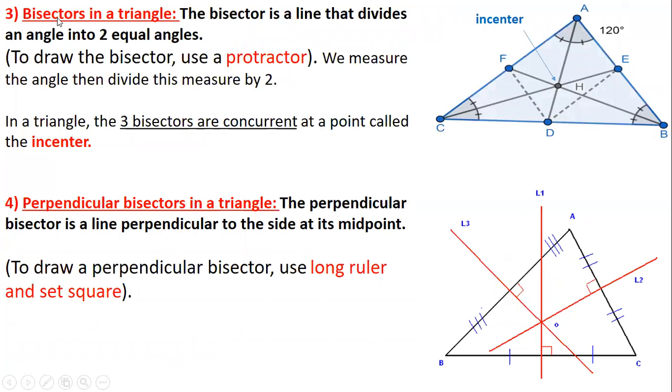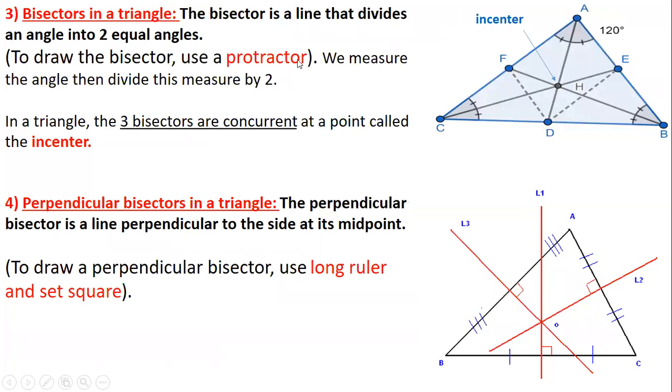Now, how can we draw the bisectors in a triangle? Let's define a bisector. The bisector, we draw it for an angle. The bisector is a line that divides an angle into two equal angles. How many angles do we have in a triangle? 3. This is an angle, this is an angle, this is an angle.